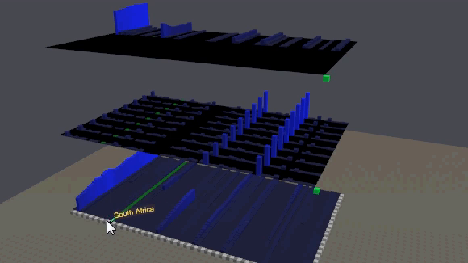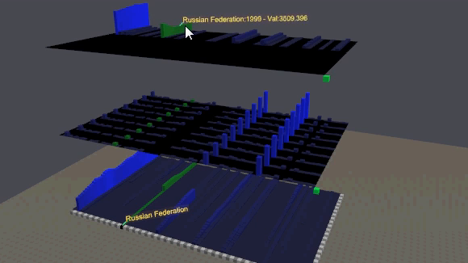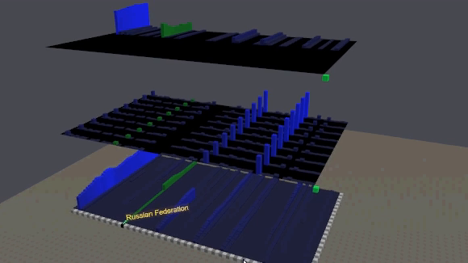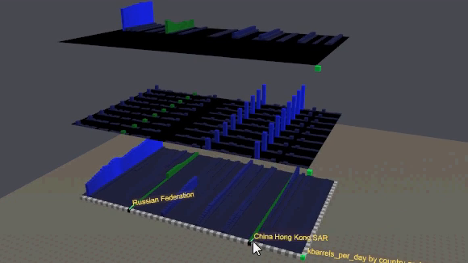If we highlight Russian Federation, turn that highlight on, you can see that same economic event reflected in the oil data is apparent in the greenhouse gas emission data. I don't believe China reports its emissions.